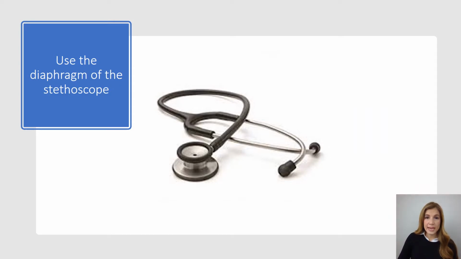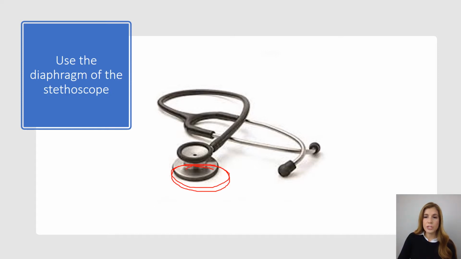So when we are obtaining a blood pressure, we always use the diaphragm of the stethoscope. The diaphragm is the larger part of the stethoscope. The bell is the smaller part that we use to listen to certain heart sounds, which you won't be asked to perform. So you just want to focus on the diaphragm of the stethoscope, which is this lower part here.